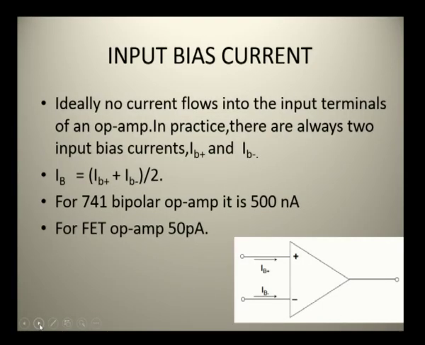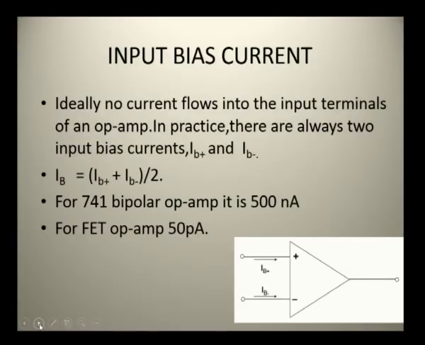When we are talking about the input bias current, we have to recall the assumptions made before analyzing the closed loop configuration of the operational amplifier. What are the assumptions we have made? One is that the current drawn by the input terminals, positive terminal and negative terminal, of the operational amplifier is assumed to be 0, and the other is that the voltage difference between the input terminals is also 0 because of the virtual ground.